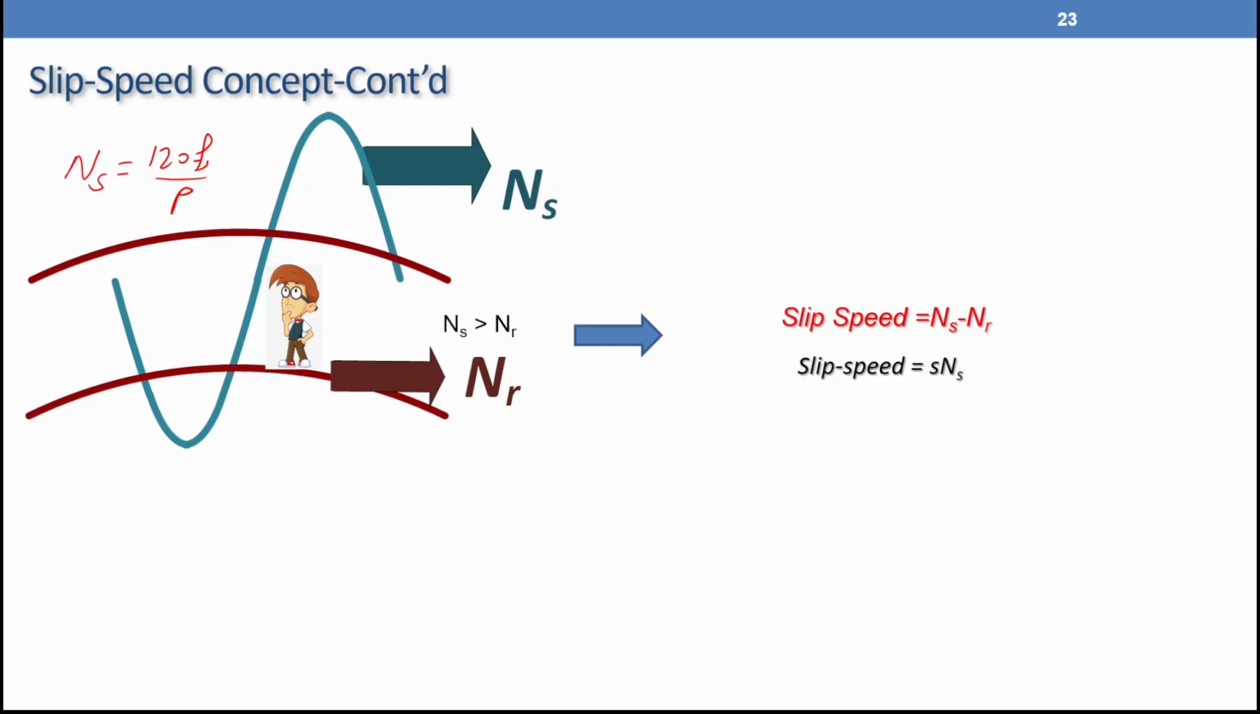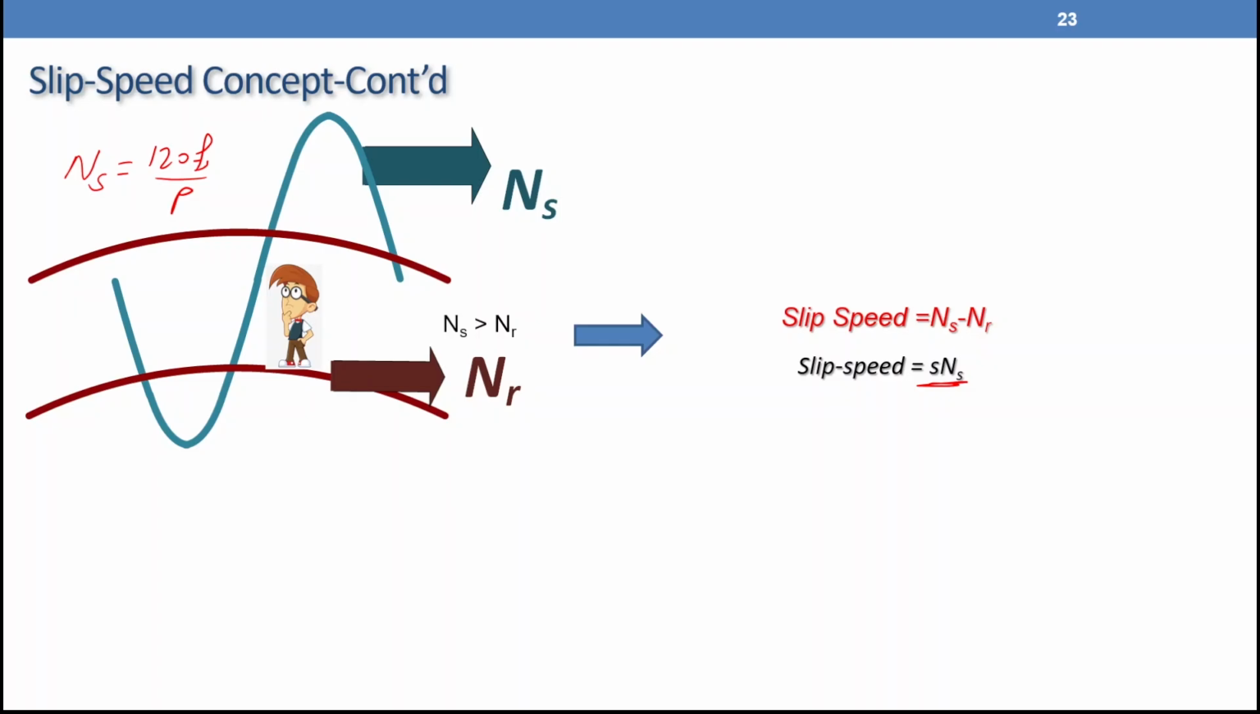So what is the slip speed? Slip speed is a portion of synchronous speed that the rotor is lagging behind. And we call it SNs, where S is that operator. So the slip operator is per unit, a unitless ratio or percentage, which represents how much slower the rotor is compared to the stator speed, the synchronous speed.